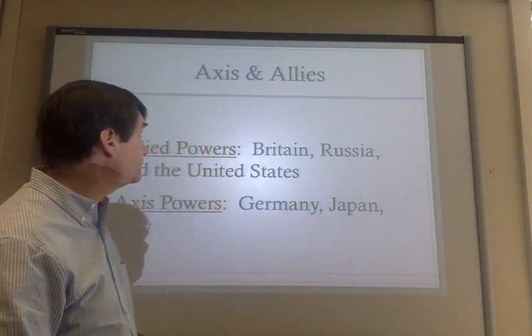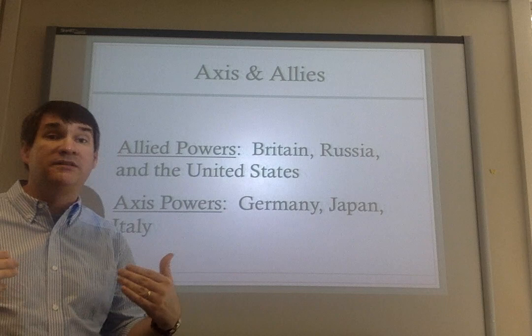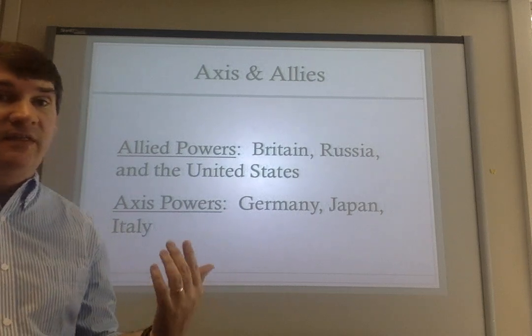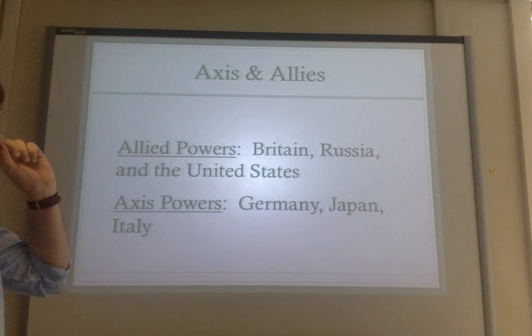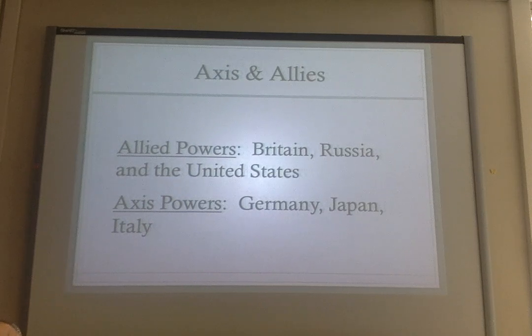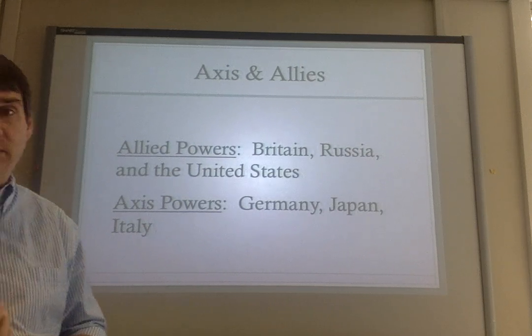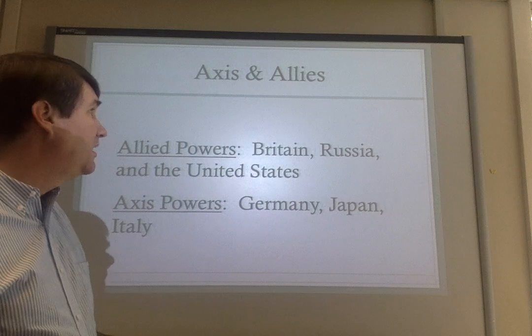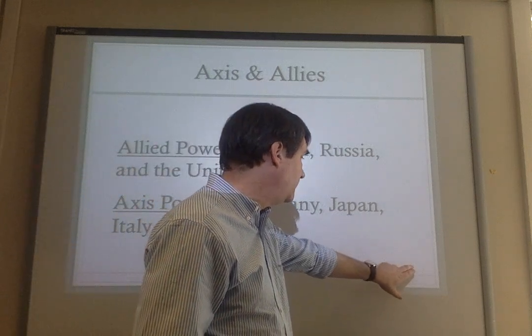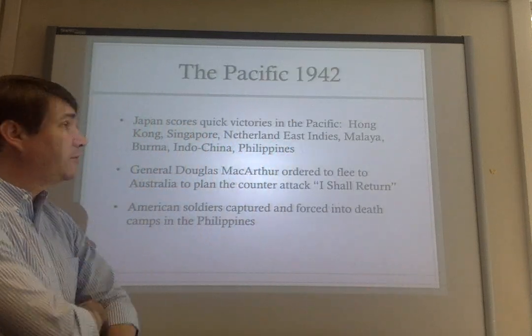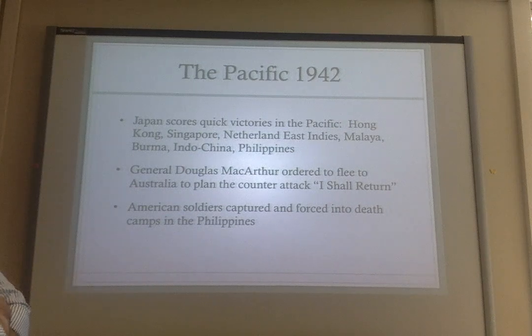Okay, so Axis and Allies, the sides are set at this point, right? The Allied powers are going to be Britain, Russia, and the United States. The Axis powers are going to be Germany, Japan, and Italy. Those are the two sides that are set in December of 1941. So let's talk about the Pacific first, and then we'll go to Europe.